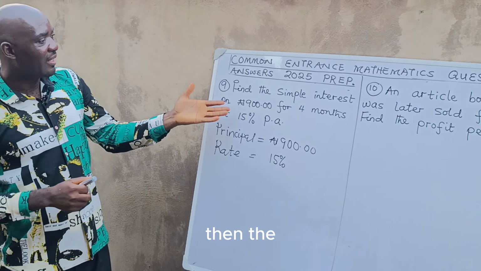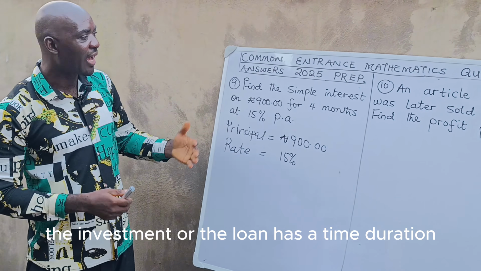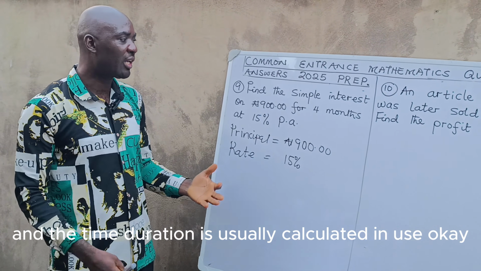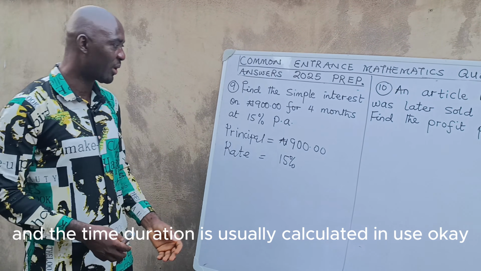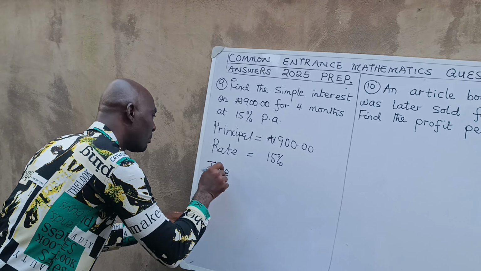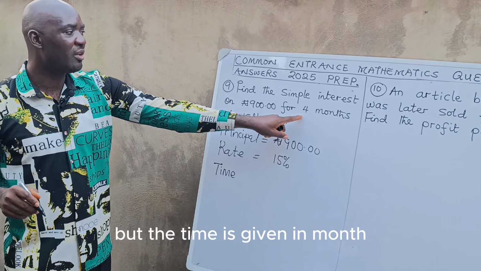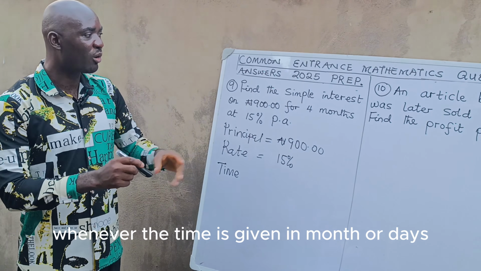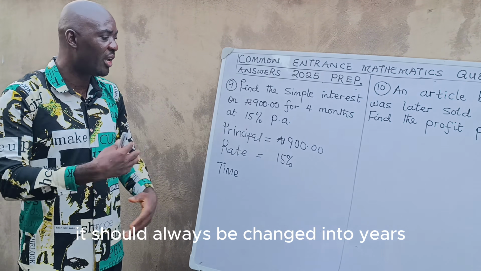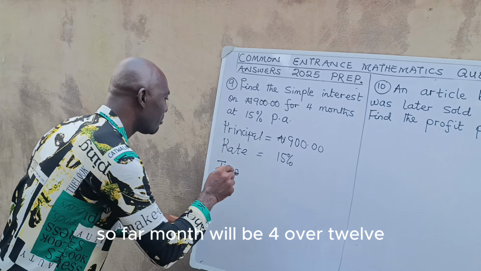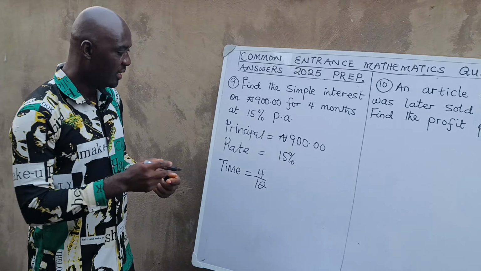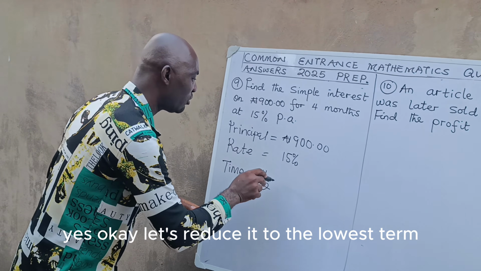Then the investment or the loan has a time duration, and the time duration is usually calculated in years. So we can call it time, but the time is given in months. Whenever the time is given in months or days or whatever, it should always be changed into years. So 4 months will be 4 over 12 years. Let's reduce it to the lowest term.